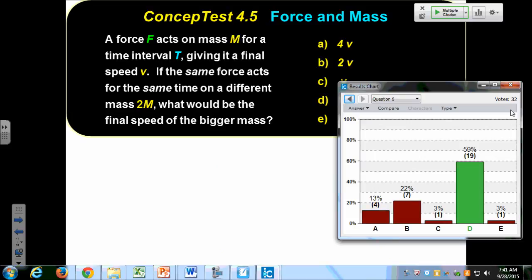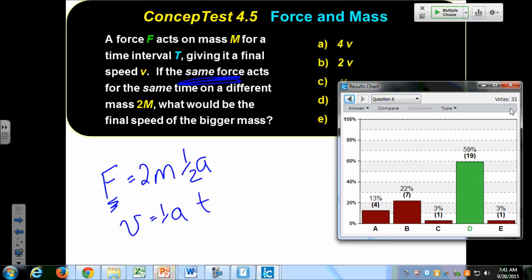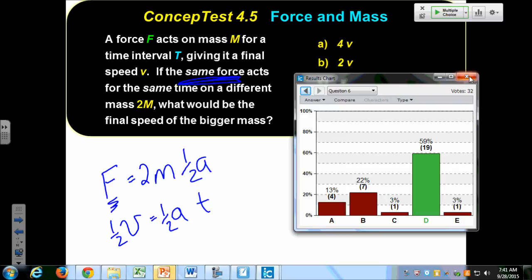D is right because I have half the force. Oh no, I'm sorry. I have F equals ma. I have twice the mass, so I increase my mass by a factor of 2. I still have the same force, right? It says the same force right here. If I double the mass, that means I get half the acceleration. And if I have half the acceleration, I know v is equal to a times t. If I have half the acceleration in the same amount of time, I'll have half the speed. So D is the right answer.